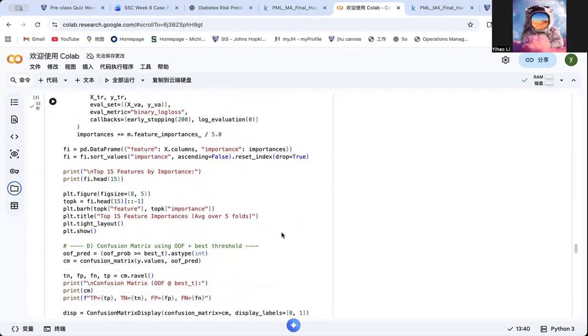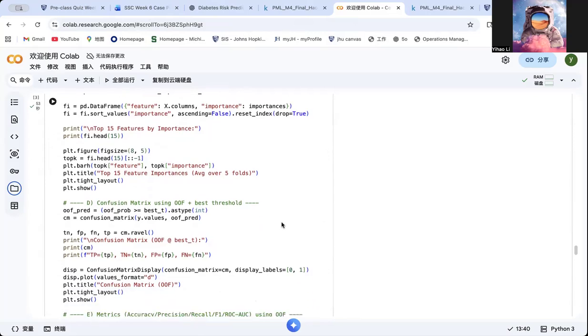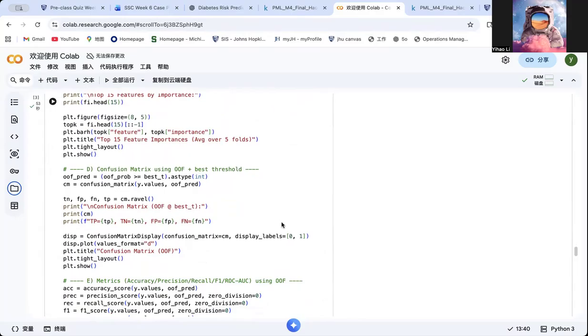Now is the feature importance. After training, we extracted feature importance scores from the model. We observed that BMI, age, general health, income, and so on were among the most influential predictors of diabetes risk. And now the important part is the confusion matrix, with TP and TN.